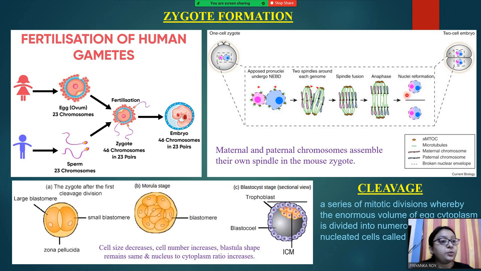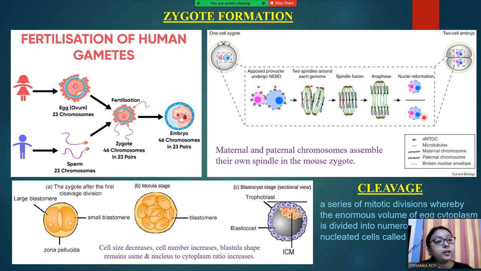Then again the nuclear envelope will reform and cytokinesis will happen, that is the cytoplasm will divide and give rise to a two-cell embryo. So from a one-cell zygote the two-cell embryo is formed, and you can see in these two cells the genetic information is from both the parents.